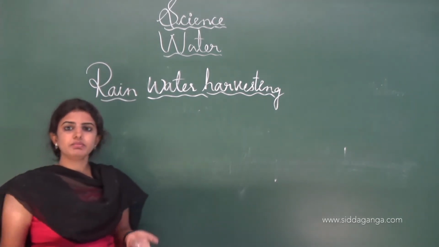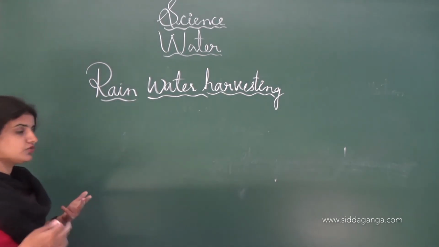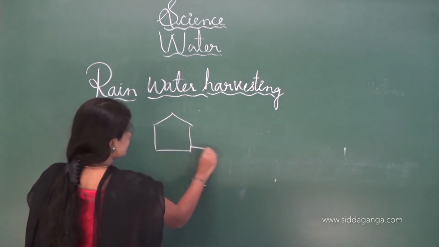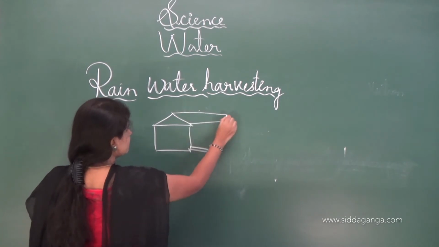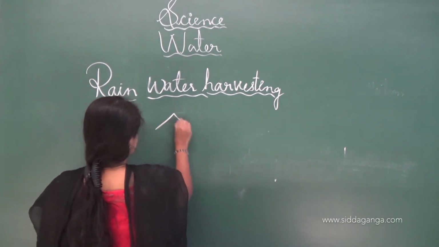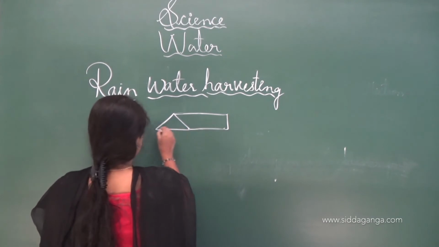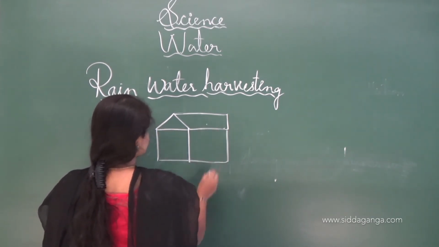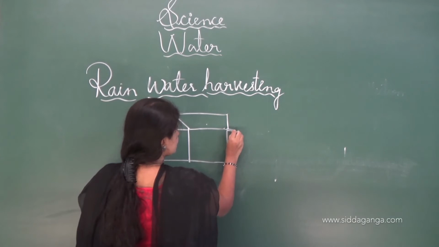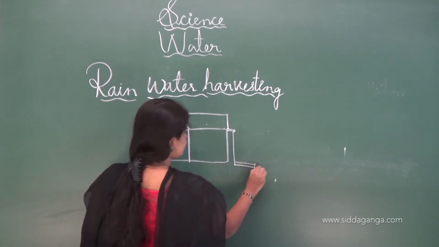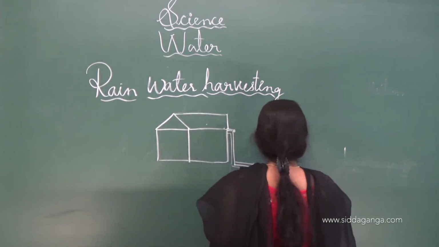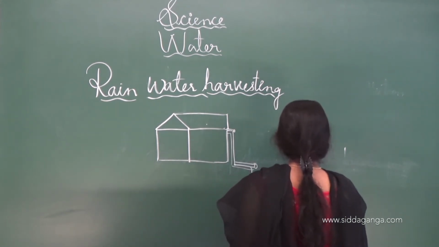Later we will draw a diagram of how the rainwater is conserved or stored and later used. Consider this is the home or house. On the rooftop, we have to connect a pipe, and it is later connected to a container, and through this pipe we collect the water in the storage tank.